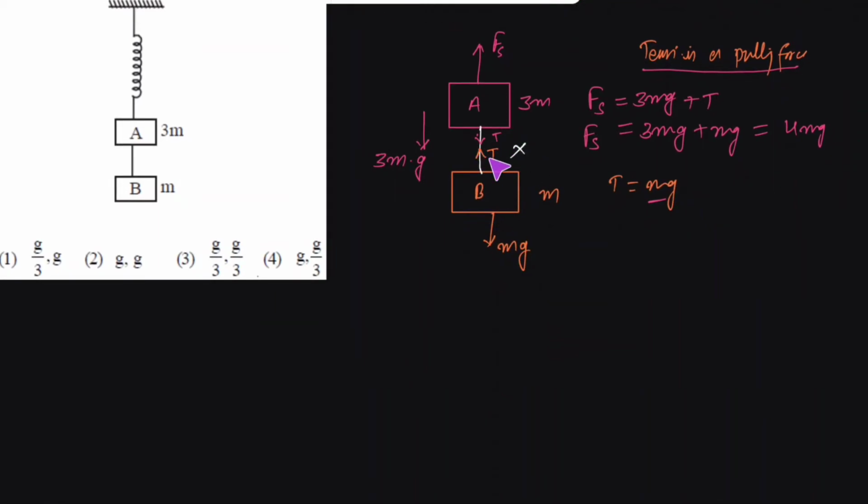Now what happens? We have cut this string. So what happens when we cut this string? The tension will become 0. Now, when we cut this string, we are asked to find the acceleration of block A and block B. So let's find out the acceleration of block A after the string is cut. So this is block A.